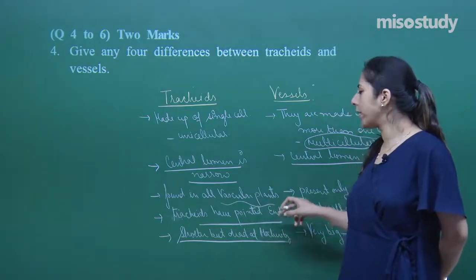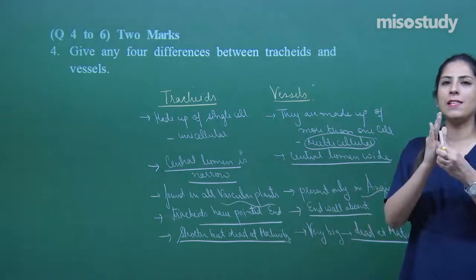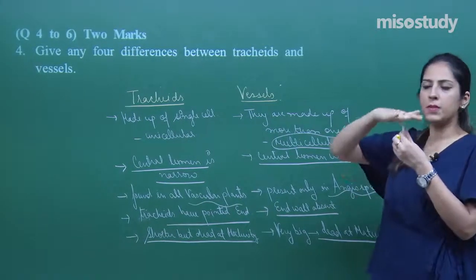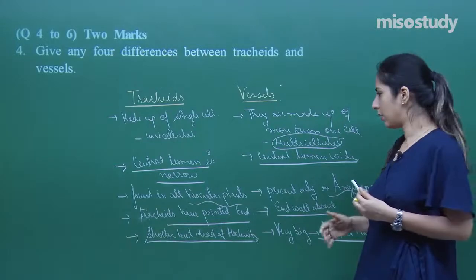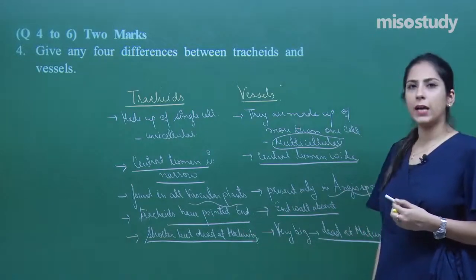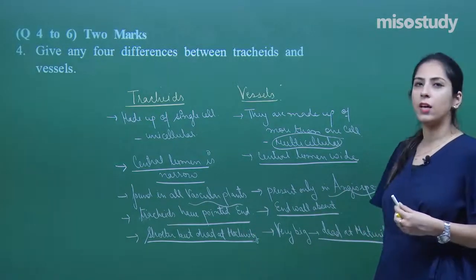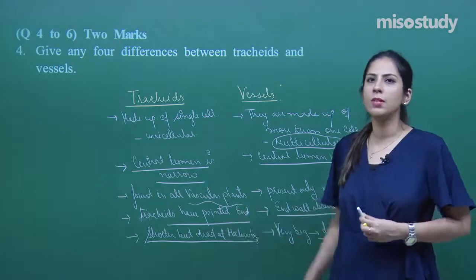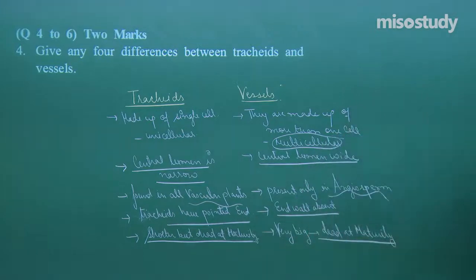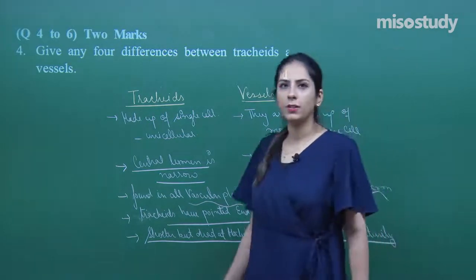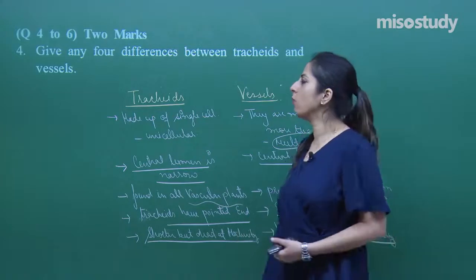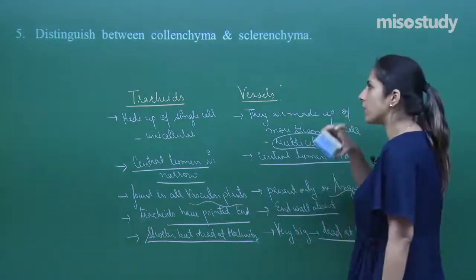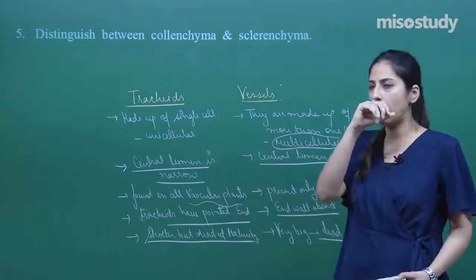Tracheids have a pointed end wall, whereas in vessels the end wall is absent. Tracheids are shorter but dead at maturity, and vessels are very big and also dead at maturity. So this was the fourth question. Note this down, then we will proceed further. Students, hope you have noted down question number 4. Let's move on to question number 5. This question is also from the same category, 2 marks.